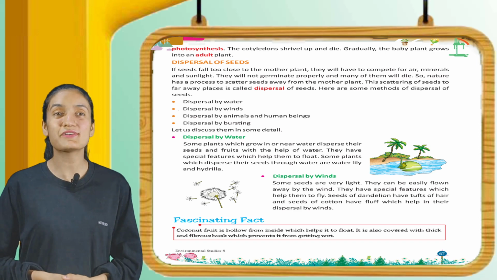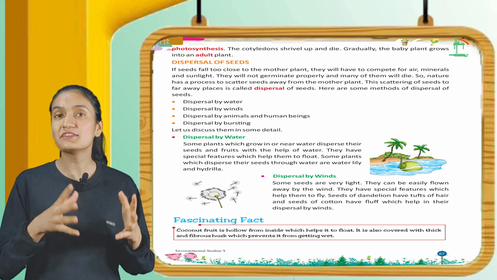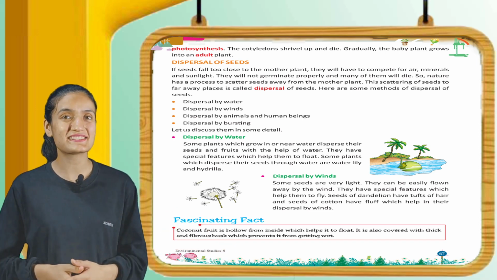Now let's see the fascinating fact. Coconut fruit is hollow from inside which helps it to float. It is also covered with thick and fibrous husk which prevents it from getting wet.